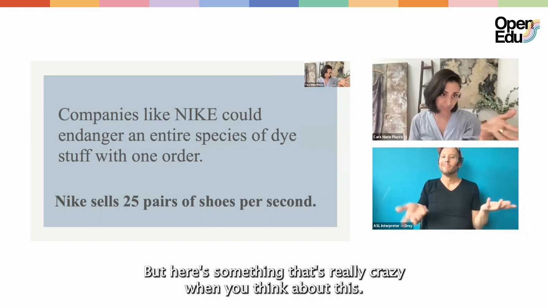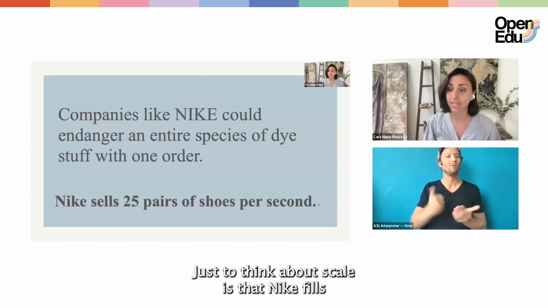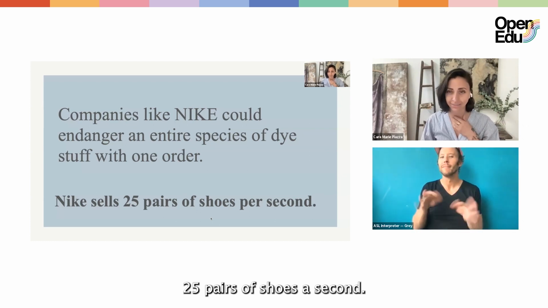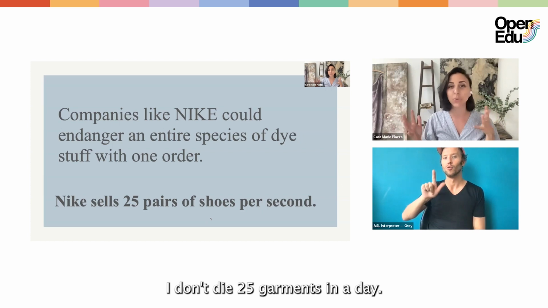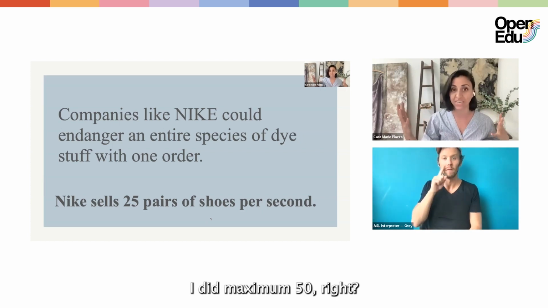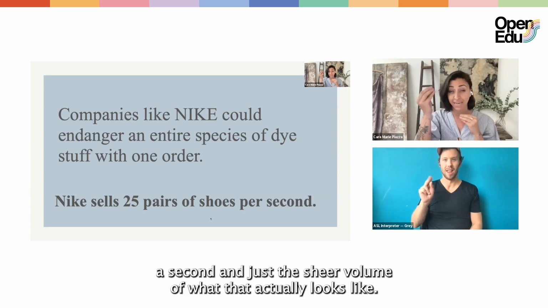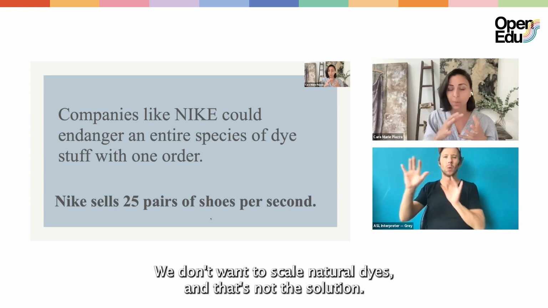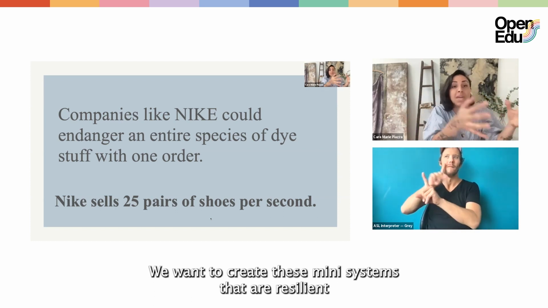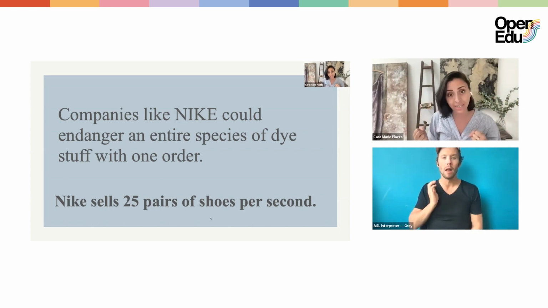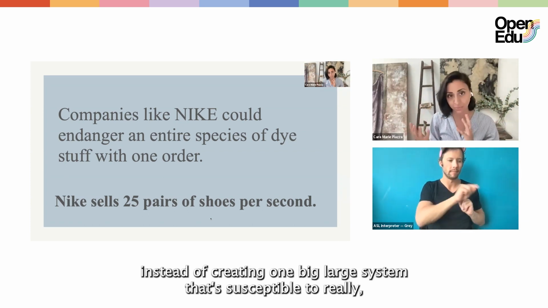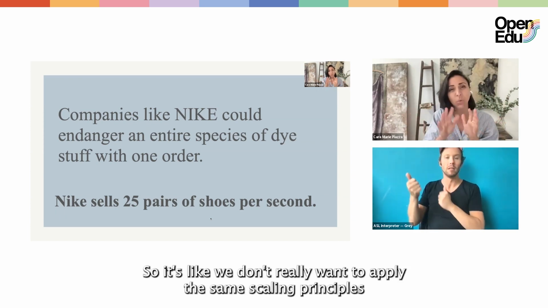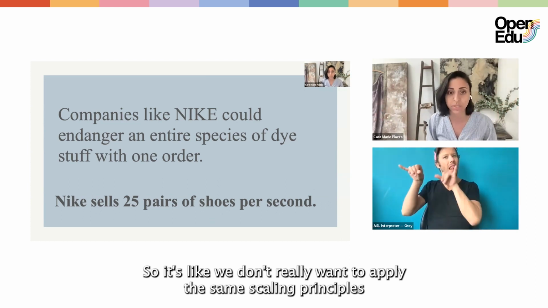So things like this, but here's something that's really crazy, just to think about scale: Nike sells 25 pairs of shoes a second. That's insane. I don't dye 25 garments in a day. I did a maximum of 50, right? So when you're thinking about that a second and the sheer volume of what that actually looks like, we don't want to scale natural dyes in that way. That's not the solution. We want to create these mini systems that are resilient instead of one big large system that's susceptible. Honestly, diversity is healthy, right? So we don't really want to apply the same scaling principles to natural dyes.